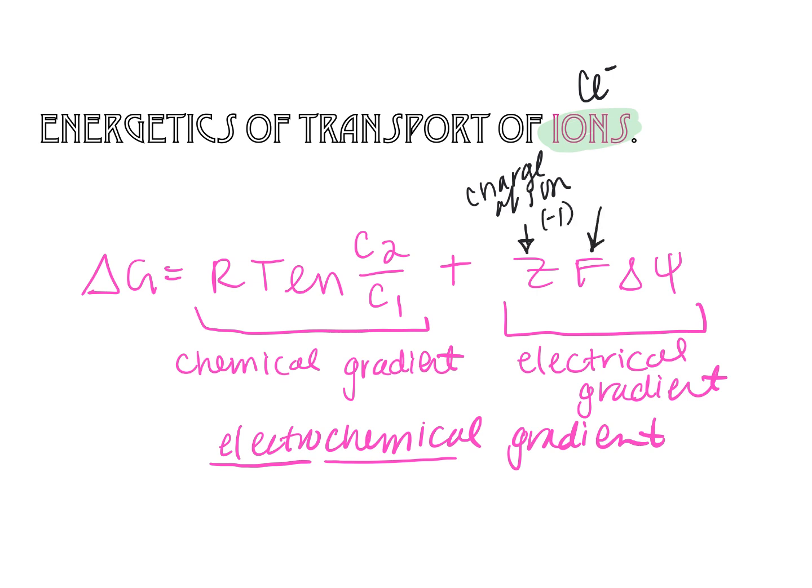F is Faraday's constant, which is just another constant, 96500 joules per mole volts. And then delta psi is the change in membrane potential.